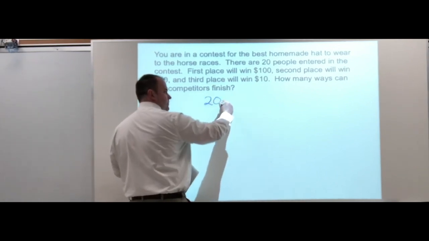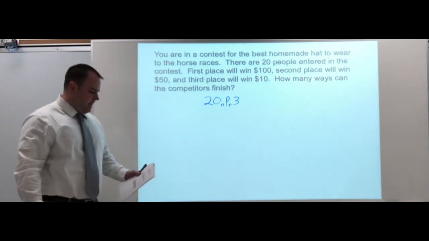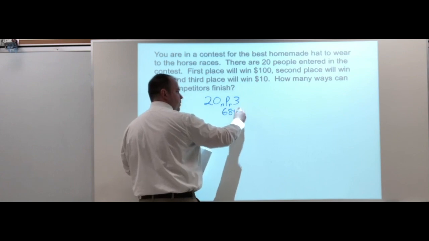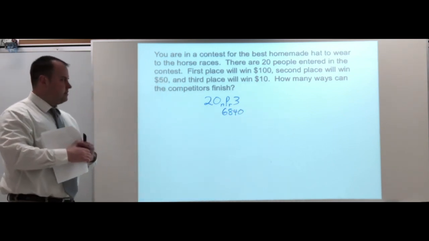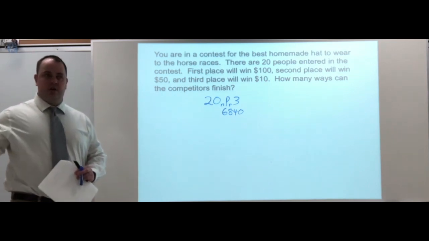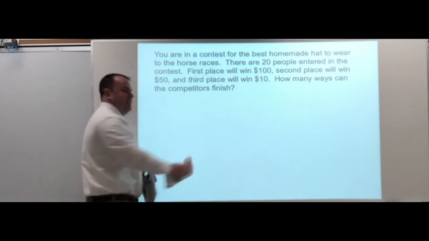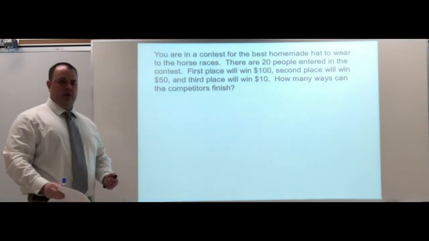20 total people, nPr, 3 people are getting prizes, and I have 6,840 for my answer. All right, so there's 2 examples of basic permutation problems. Now, what I think is a subgroup of permutation is if you're just taking items that repeat.